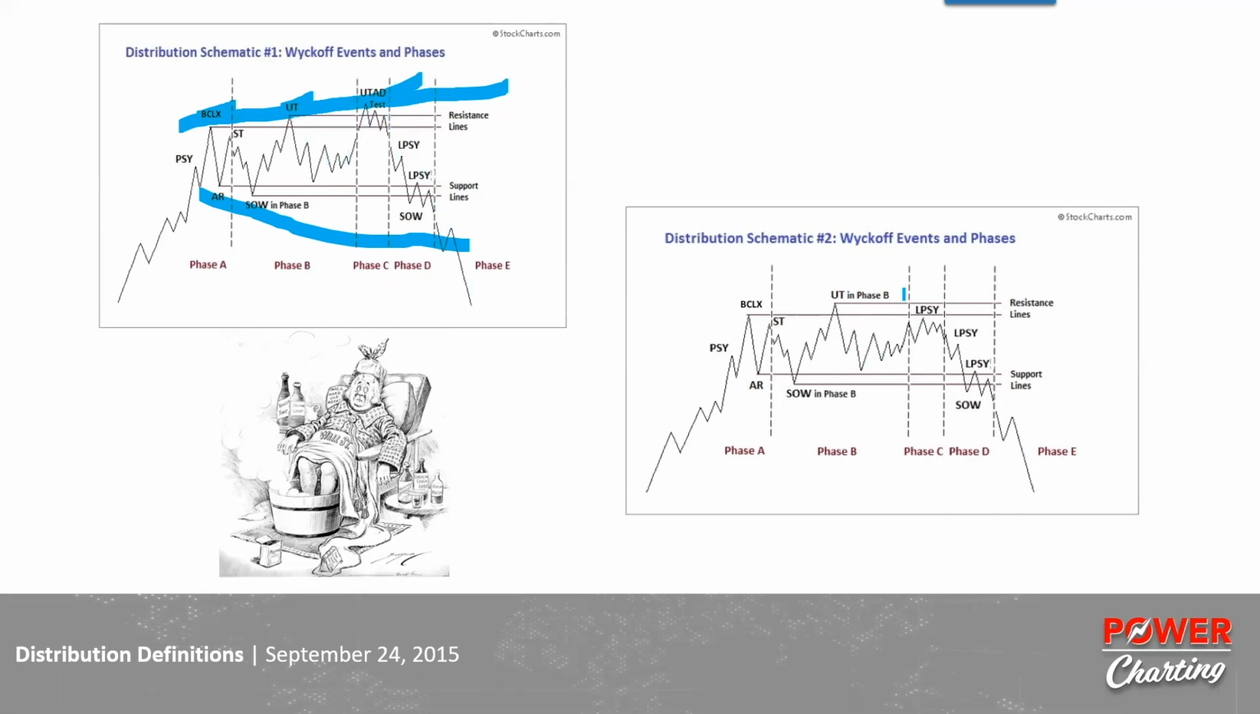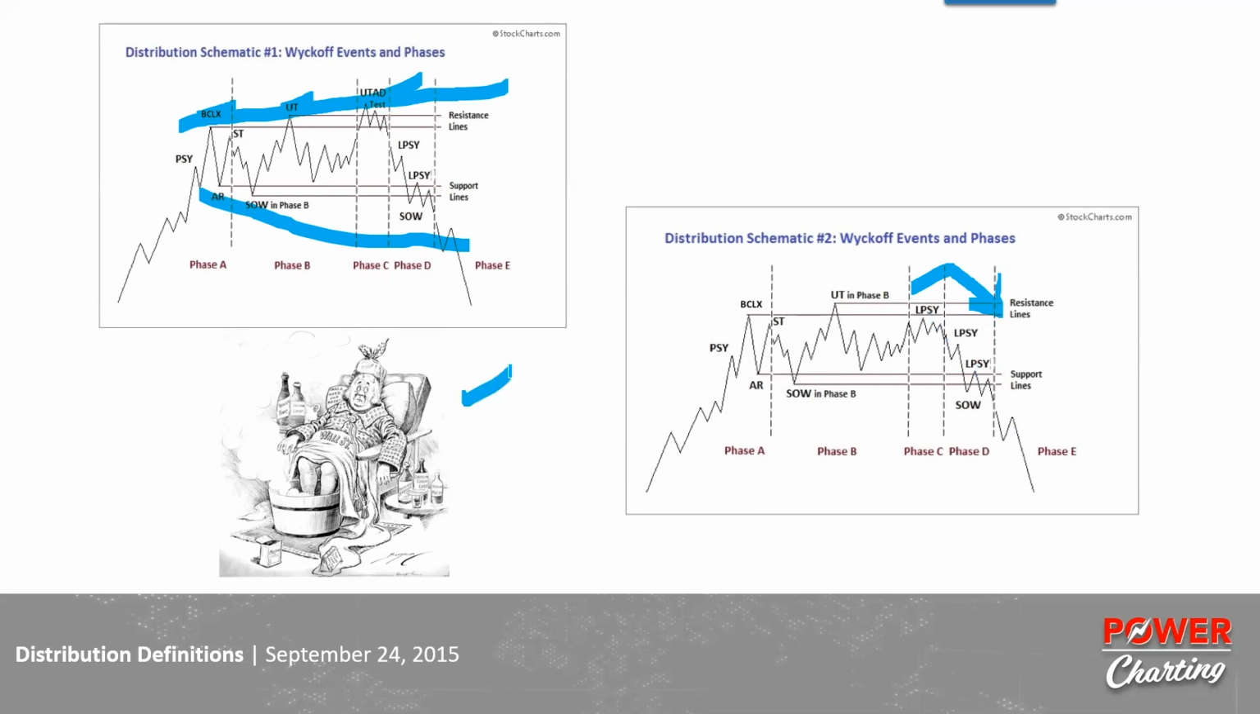Here, this schematic over here is different in the regard that you don't get an upthrusting action at the conclusion of distribution. You get what's called a last point of supply. And this last point of supply sets up the condition for the breakdown and markdown.